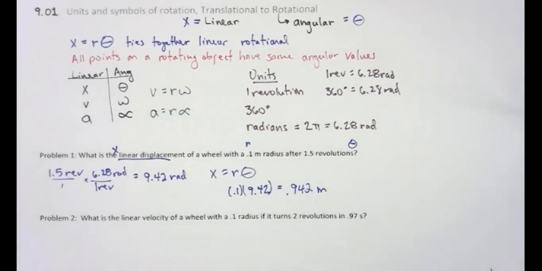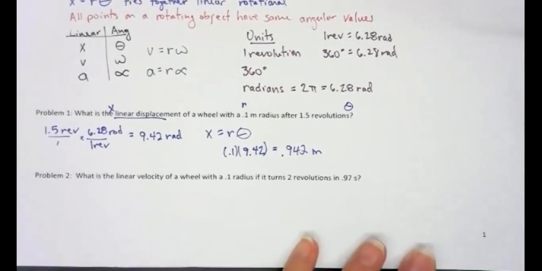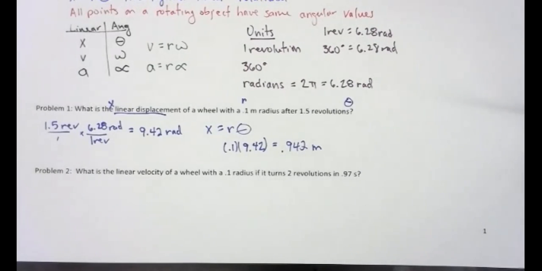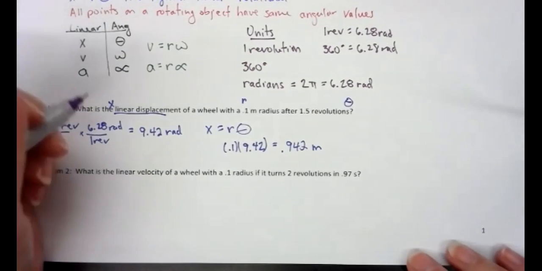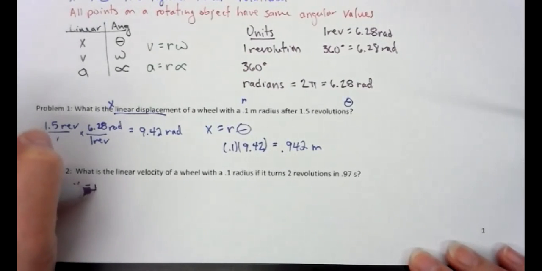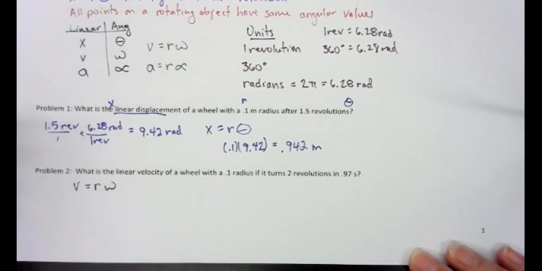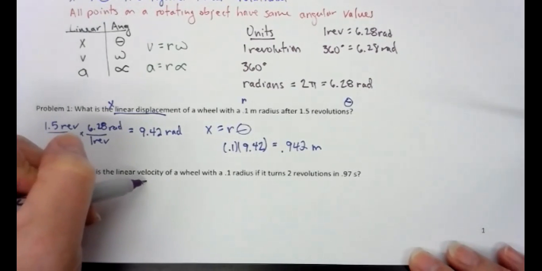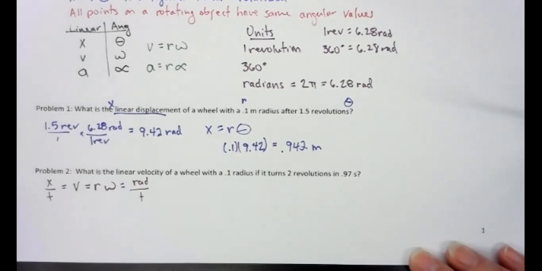All right, let's do another one. What is the linear velocity of a wheel with a 0.1 radius if it turns 2 revolutions in 0.97 seconds? Okay, so we said earlier that our translational velocity is going to be equal to the radius times our angular velocity. And if our translational velocity is displacement over time, we know that angular velocity is going to be radians over time.